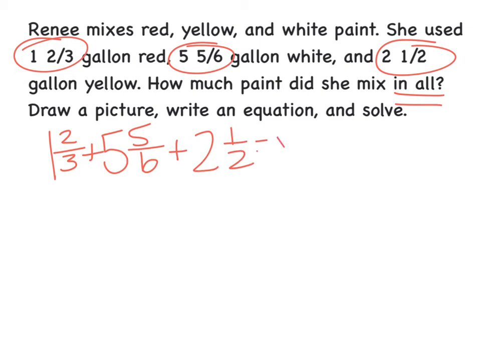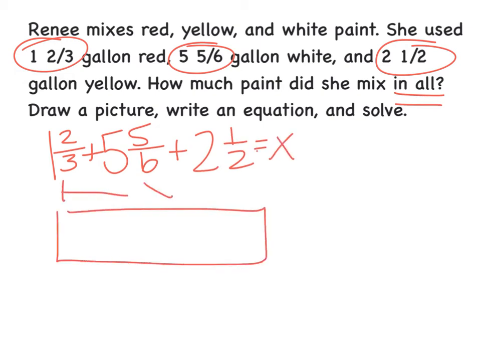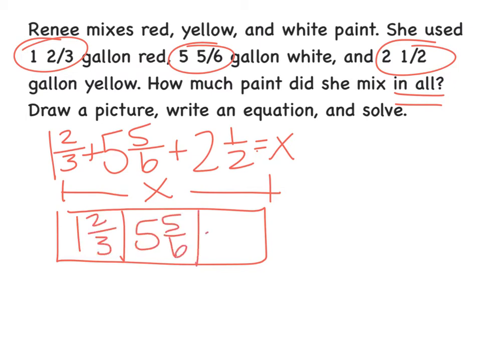So the only difference is that my picture, I still don't know my total, so up top is an X, but my picture is going to have 3 boxes. One is going to be 1 2/3, the other one 5 5/6, and the last one 2 1/2. Now I can add those up.